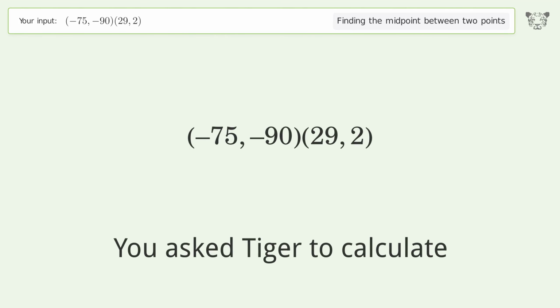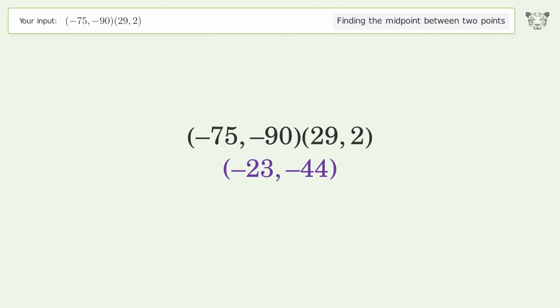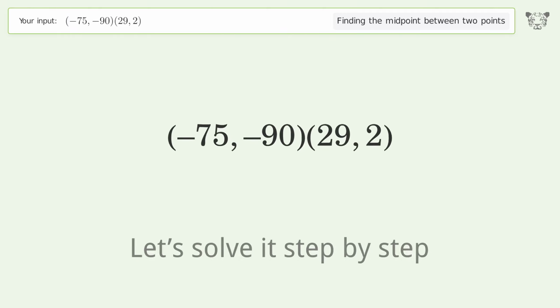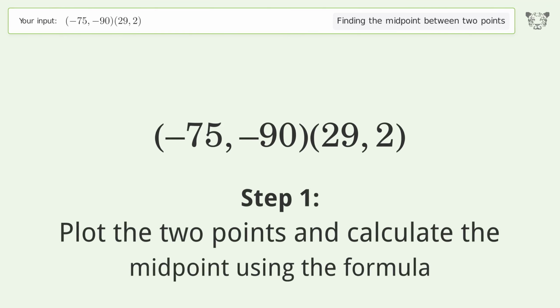You ask Tiger to calculate. This deals with finding the midpoint between 2 points. The midpoint between the 2 points is -23, -44. Let's solve it step by step. Plot the 2 points and calculate the midpoint using the formula.